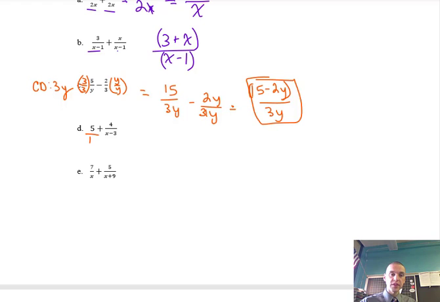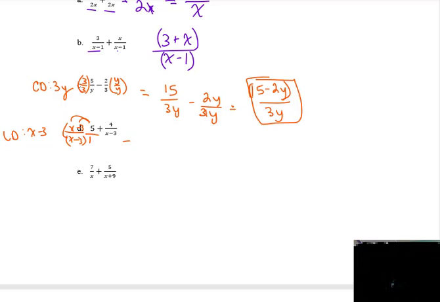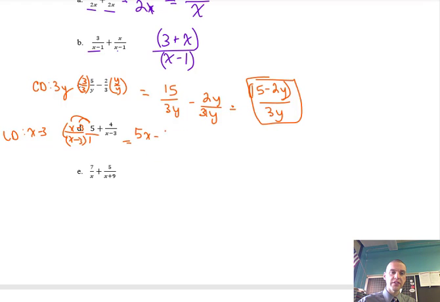For d, this is really over 1. I have a 1 and an x minus 3. Anything multiplied by 1 is easy to make into the next term because you just multiply it by the x minus 3. So our common denominator is x minus 3. And the only way to do that is to multiply by x minus 3 over x minus 3. Now notice when I do that, you do need to distribute. So what I'll have here is 5x minus 15 over x minus 3 plus 4 over x minus 3.